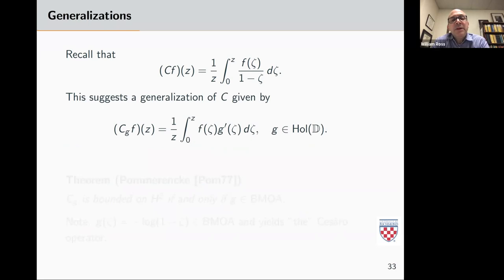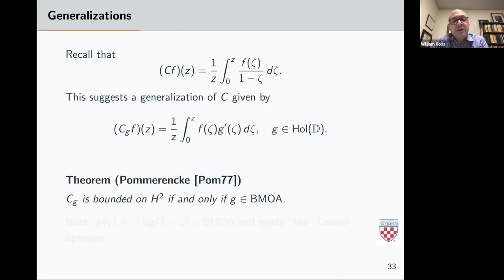You can put in the derivative of any analytic function you want, right? And that integral will certainly be defined and give you an analytic function. You can show this is bounded on H2, and I think the same is true for HP, if and only if G is a function of bounded mean oscillation.